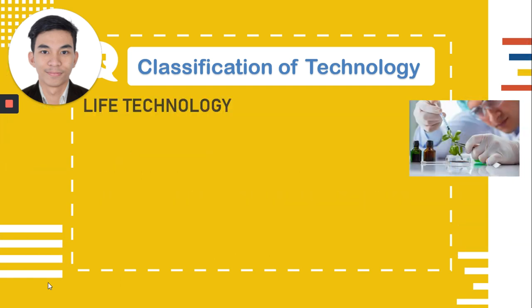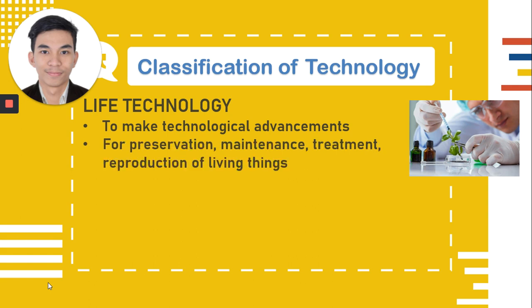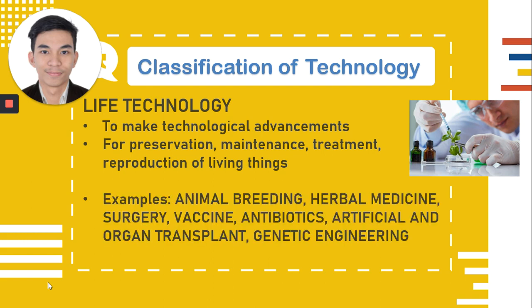Next one is life technology or what we call biotechnology. The main purpose of this technology is to make technological advancement. These technologies benefit the human race in terms of health and food security. These are made primarily for preservation, maintenance, treatment, and reproduction of living things. So examples are animal breeding, herbal medicine, surgery, vaccine, antibiotic, artificial organ, transplant, and genetic engineering. Okay, so yan yung benefits ng biotechnology.